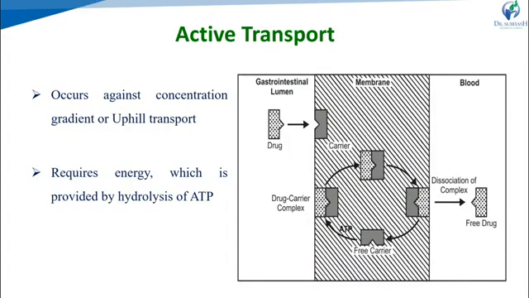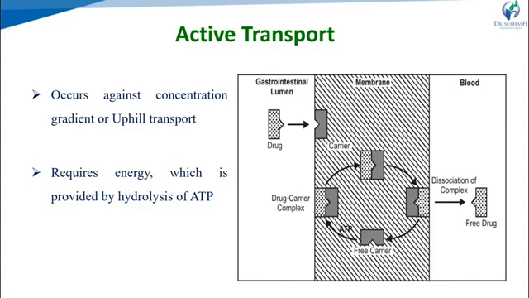Next one, active transport. That is also carrier mediated transport. The drug binds with the carrier and forms a complex, and that carrier complex crosses the cell membrane and reaches the blood. At that time the complex dissociates and the free drug is released into the blood. But here is the difference between facilitated diffusion and active transport. In facilitated diffusion energy is not required, but in active transport we require energy.